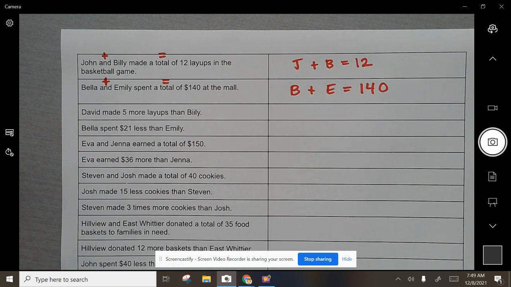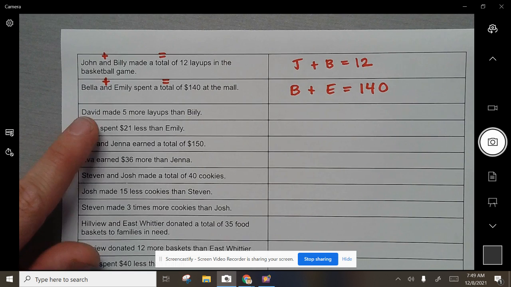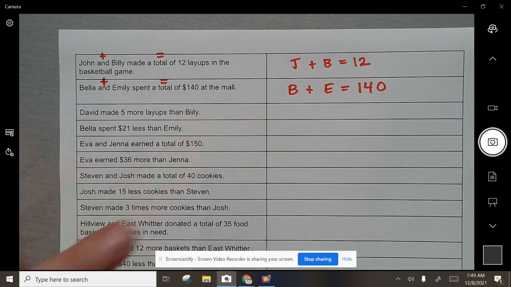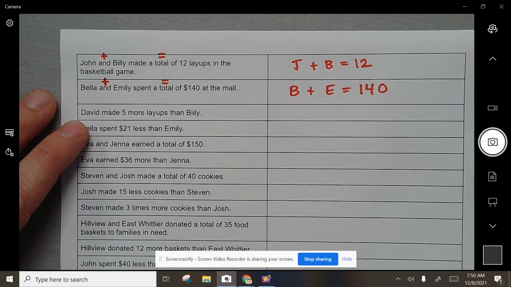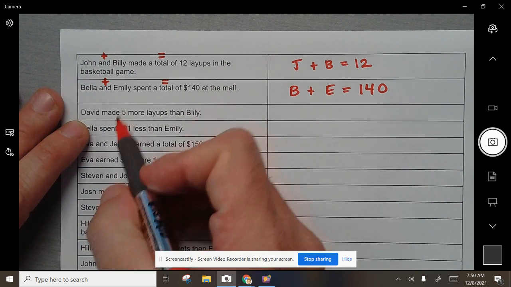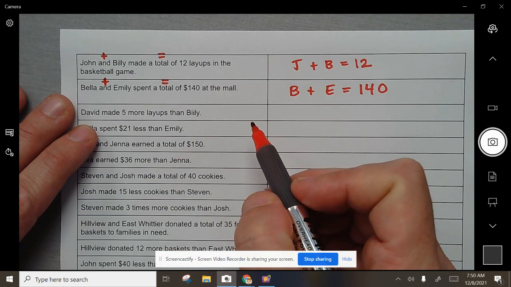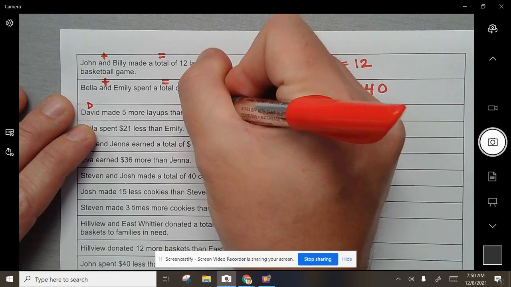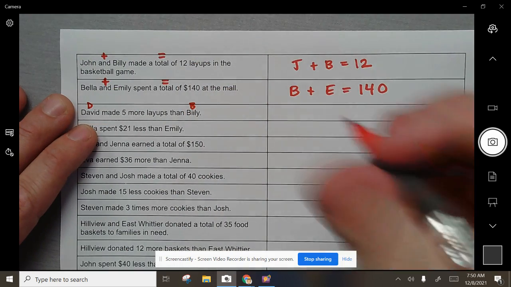David, this is where it gets a little tricky now. David made 5 more layups than Billy. David made 5 more layups than Billy. So this is where it gets a little tricky, but I want you to be able to handle this. Don't worry. We can handle this. So David made 5 more layups than Billy. Here we go. David is a variable. Billy is a variable. All right? Watch what I'm going to do.